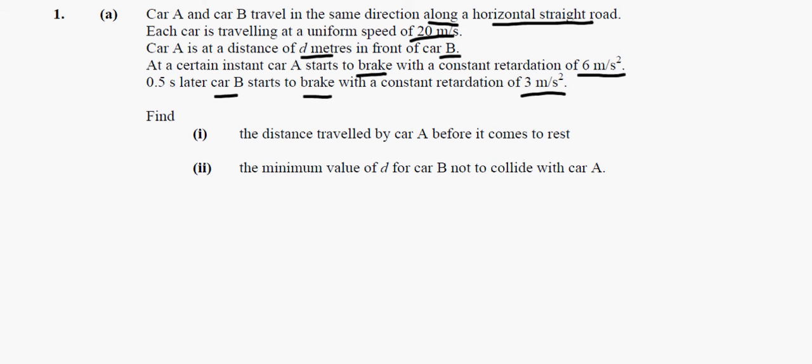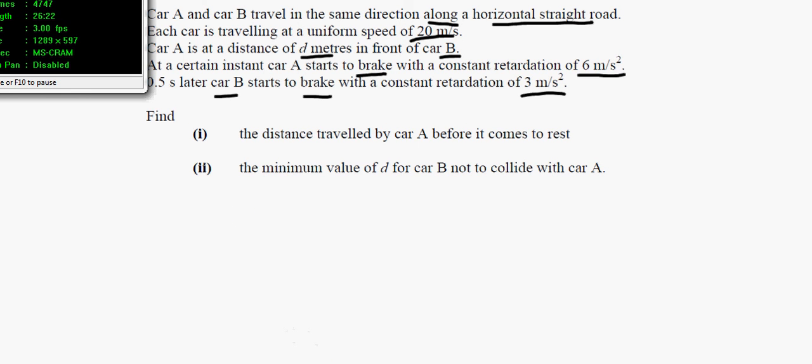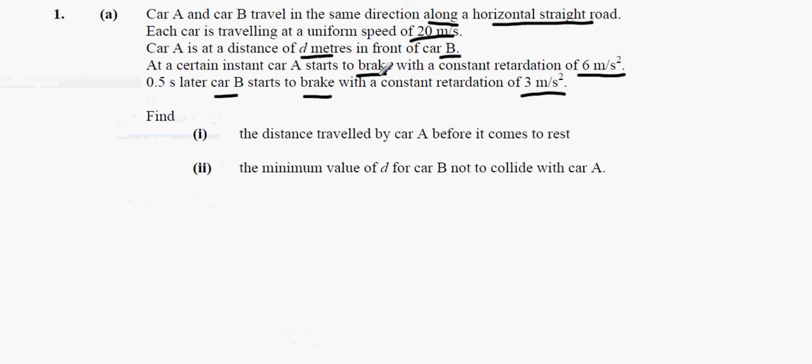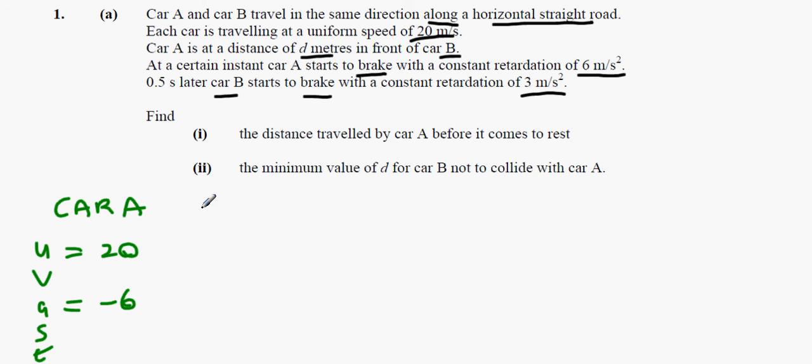Okay, so there's lots going on in this question. Let's start off with both cars, car A and car B. So we go for car A. Each car is traveling at a uniform speed of 20. Car A is a distance d meters in front of car B. At a certain instant, car A starts to brake. So it's traveling at 20 meters per second, he starts to brake, and all of a sudden he gets minus 6. It happens there, right? And in front of car B, car A travels.